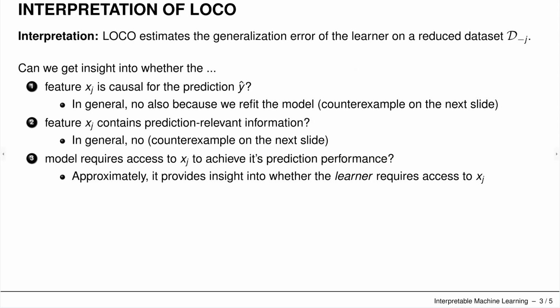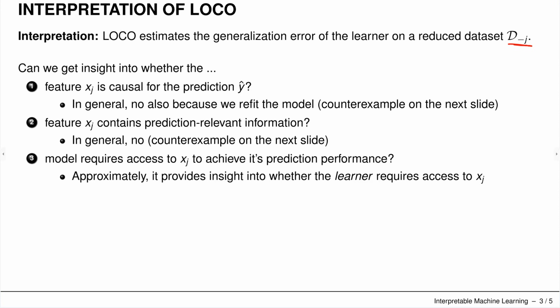So for the interpretation, LOCO estimates the generalization error of the learner on a reduced data set, D minus J. So if we go back to our three interpretation goals, the first was feature xj is causal for the prediction. And in general, we cannot get an answer to that, but we'll talk about that again on the next slide, and same for the second goal.